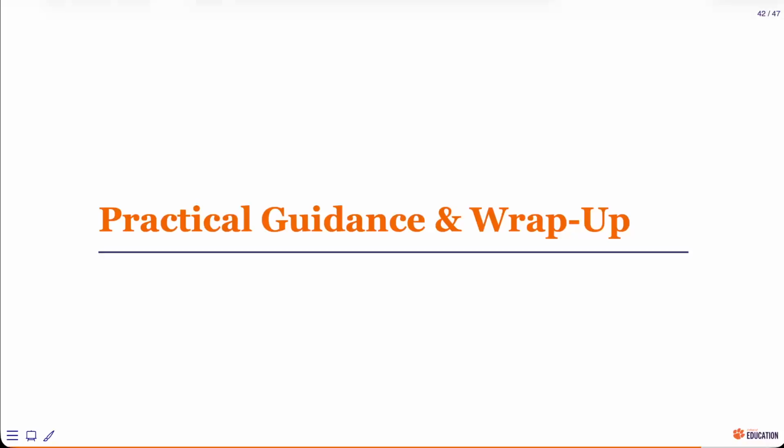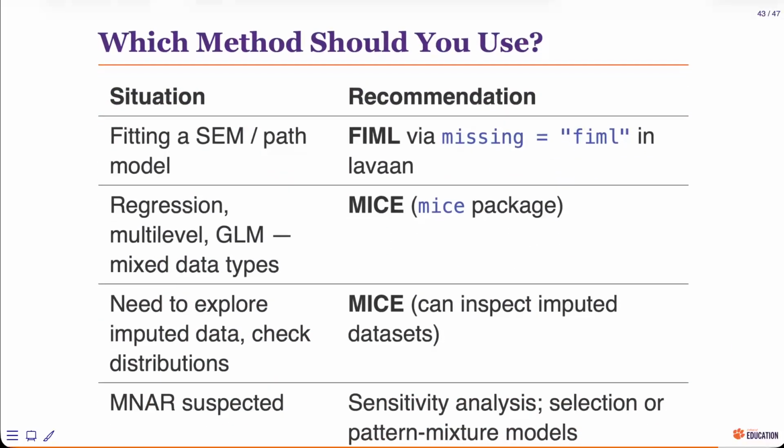Let's talk a little bit about practical guidance and wrap up this quick overview. So which method should you use? Well, if you're using an SEM or a path model, particularly in lavaan, you can just set missing equal FIML in there, and it will work. It'll work great for the most part. If you're using regression or some multi-level, some generalized models, or you have mixed data types, the mice package will work very nicely. The mice package is also good for exploring missing data and checking different distributional assumptions.